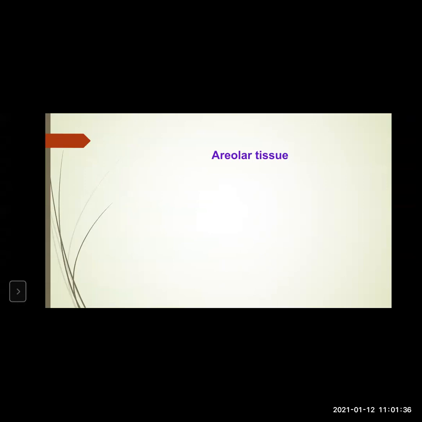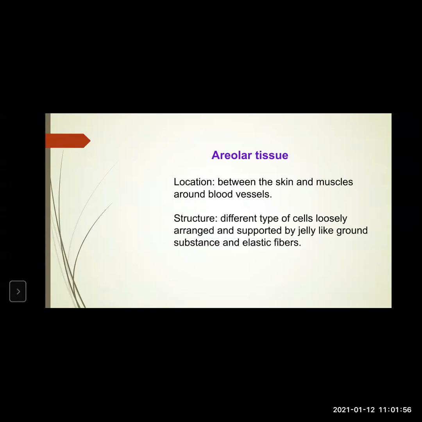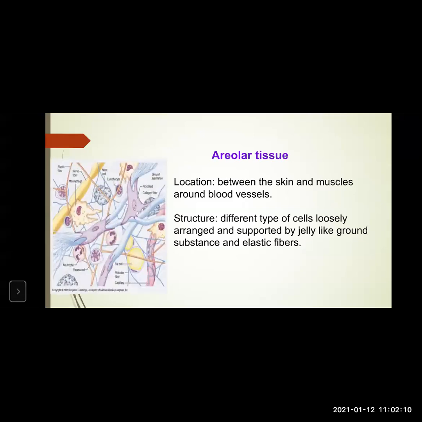Next tissue is areolar tissue. Where is it present? It is present in between the skin and muscles and around the blood vessels. Areolar tissue is present in between the skin, muscles, and blood vessels. What is it composed of? It is composed of different types of loosely arranged cells supported by a jelly-like matrix or the elastic fiber.